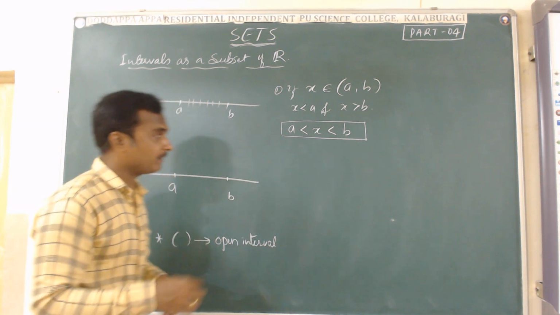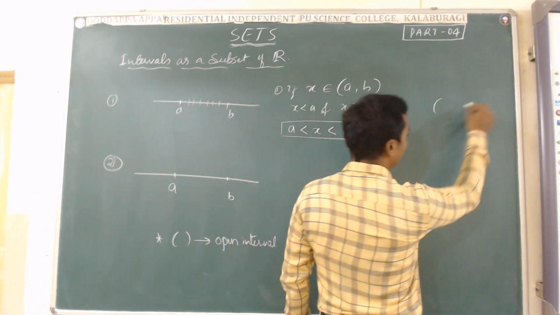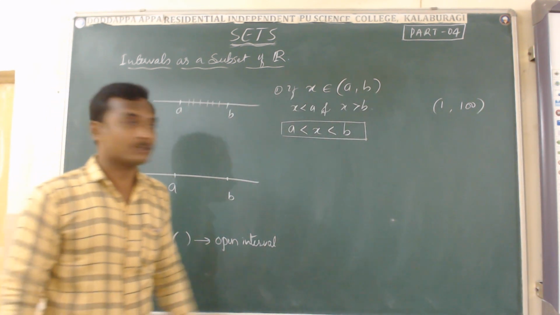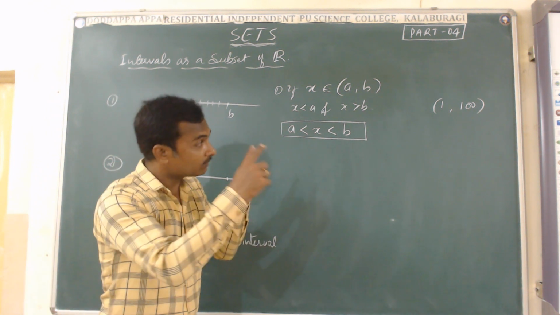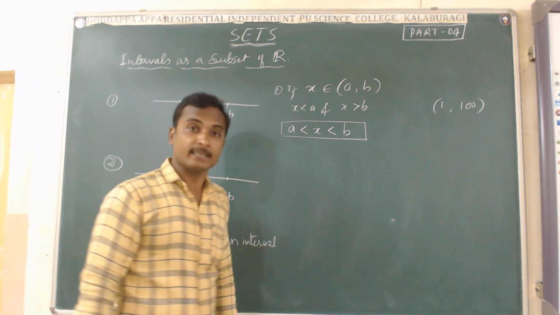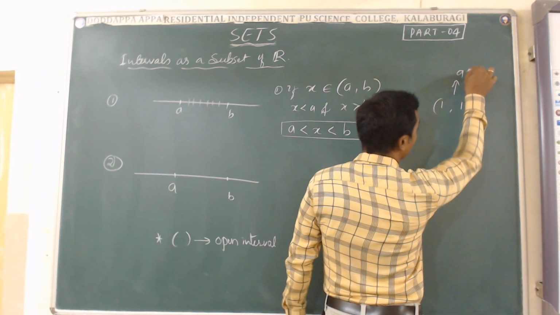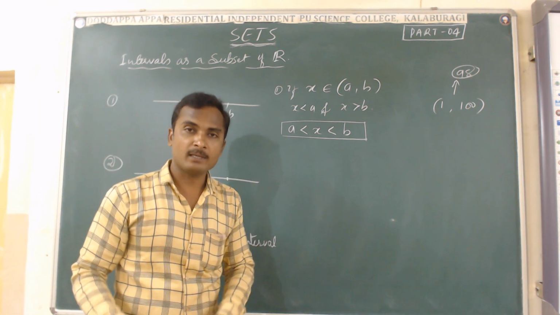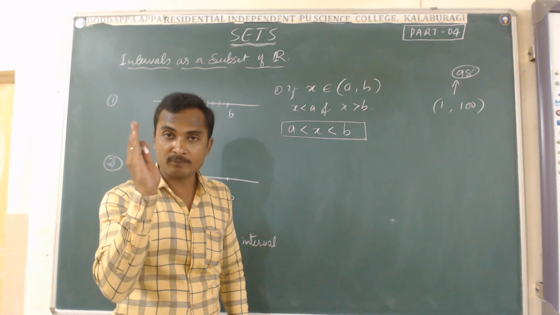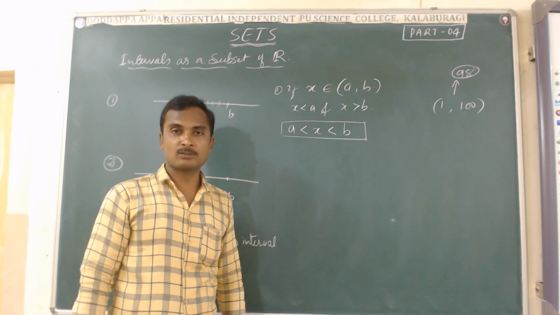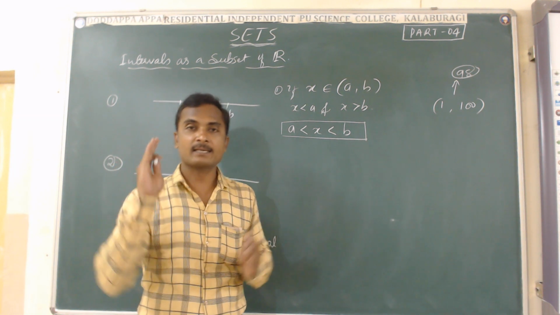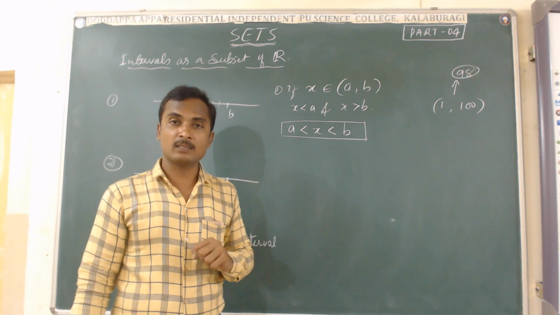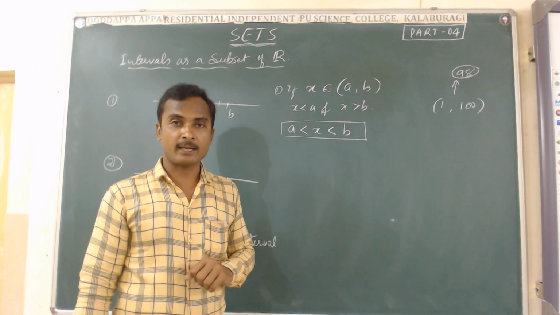For example, if I say that the total strength in your classroom in the open interval is 1 to 100, it indicates that there are only 98 students present. You might be one of the 98 students, but not roll number 1, and not roll number 100. It means except the first and last points, the open interval 1, 100 indicates the total strength is 98.